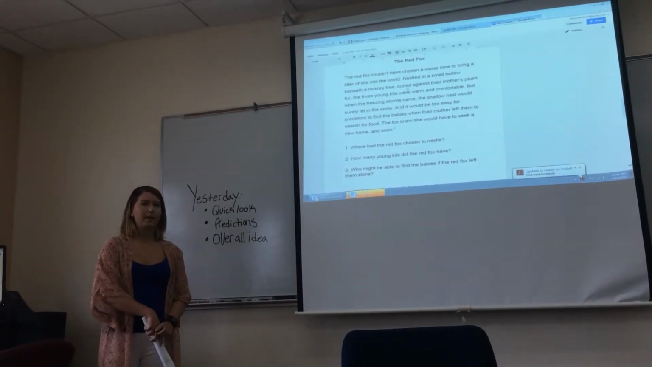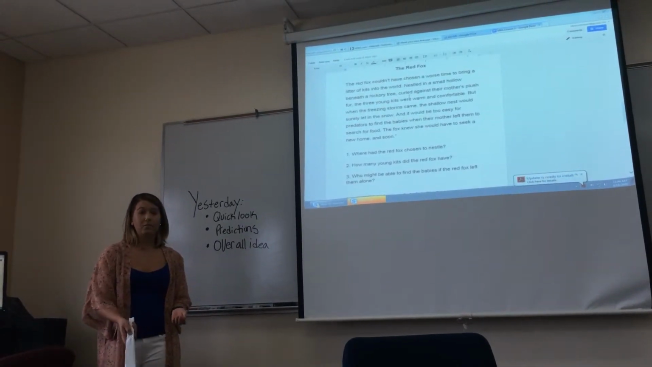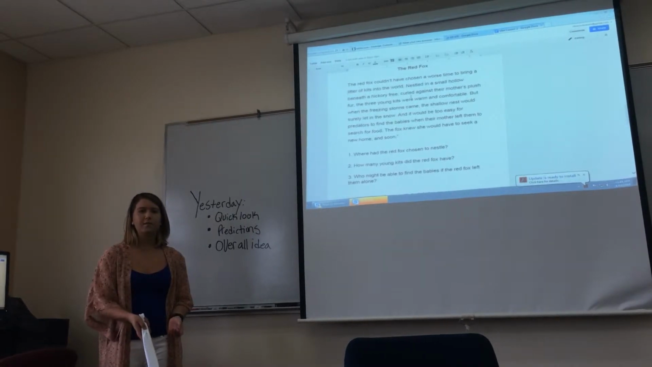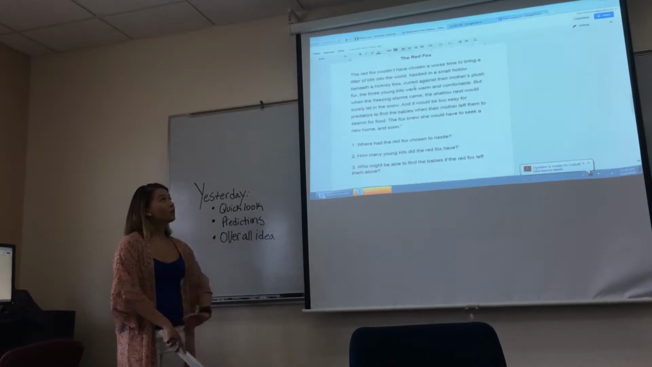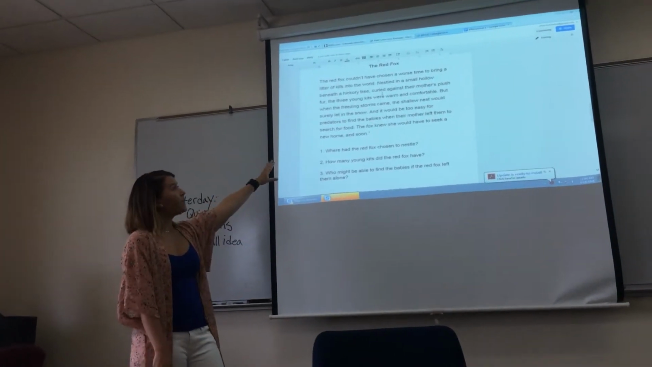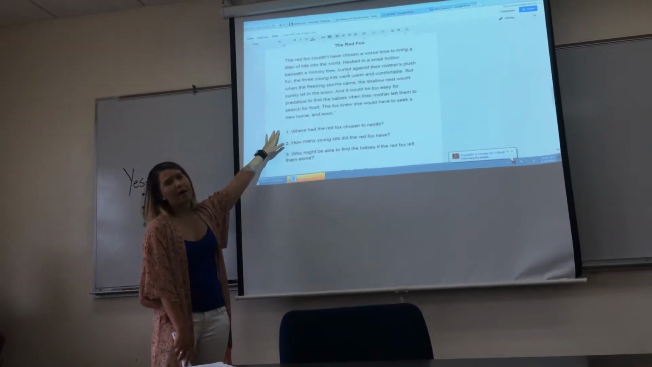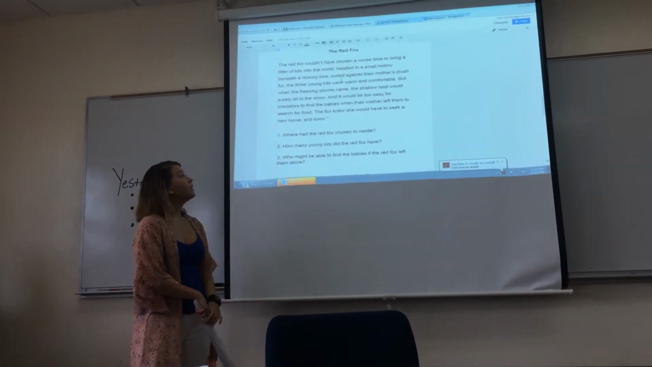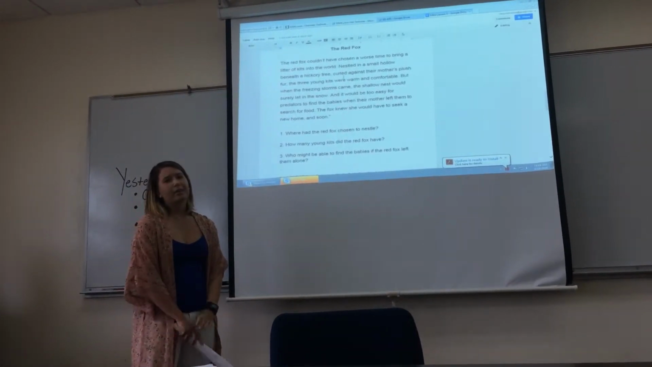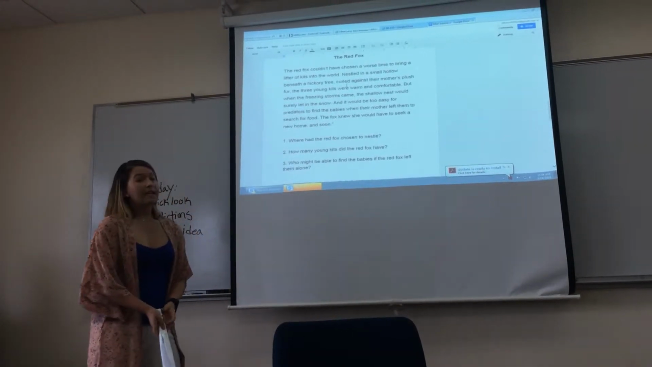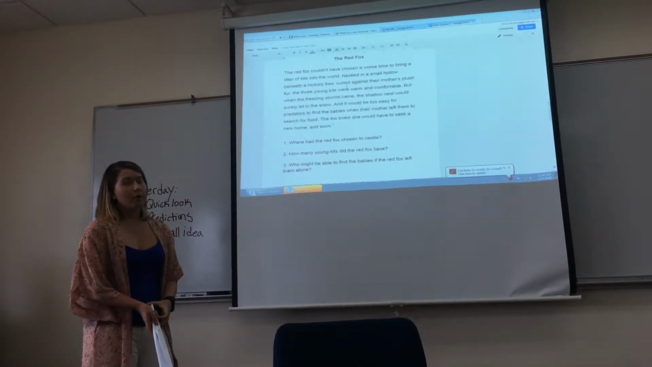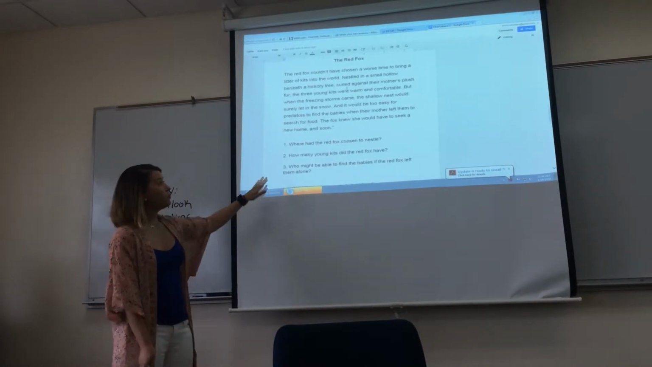Today, we're going to find how we can scan through the text to find specific information. Today, I'm going to teach you how to do that. So let's look at the red fox, okay? This is a pretty long paragraph, isn't it? Yeah, it is. And I don't really feel like reading through all of that in order to answer these questions, right? So scanning is a really helpful tool in order to find a specific answer to a question.